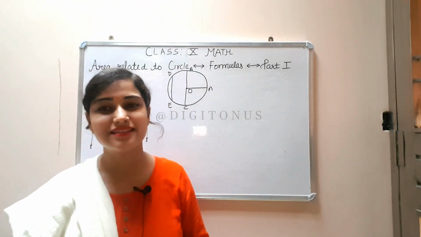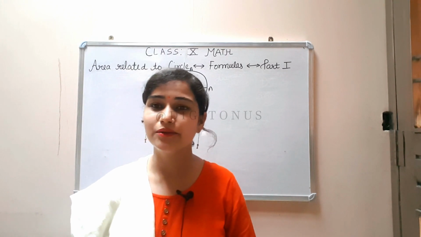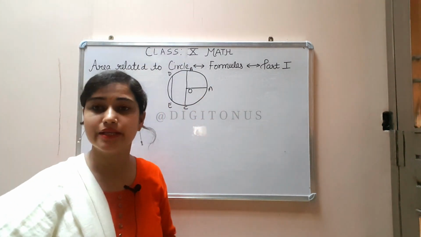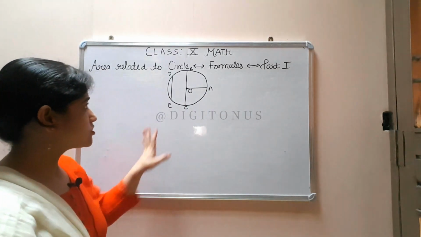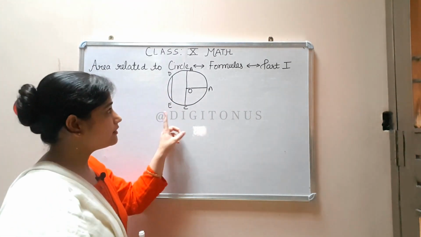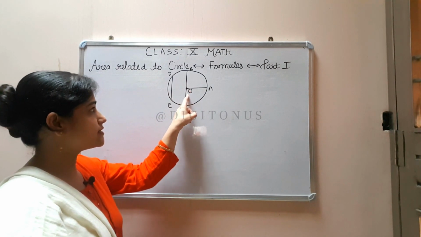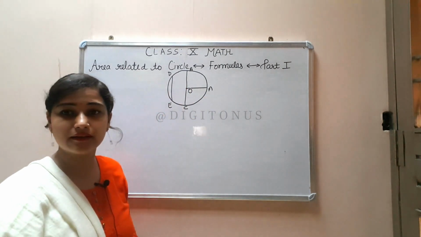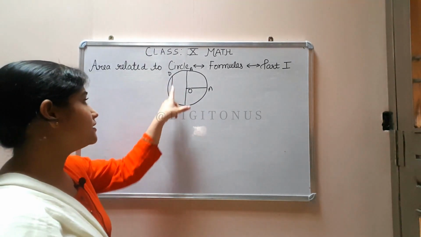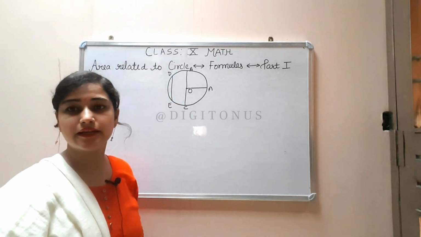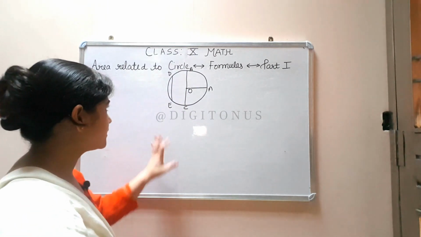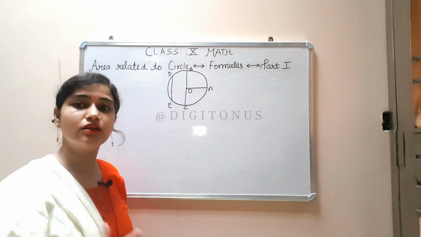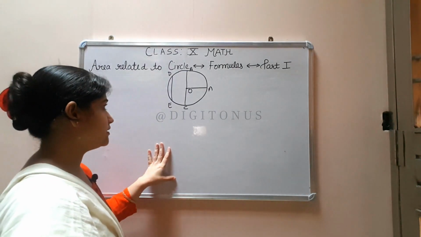Today's video is for class 10 students, chapter area related to circles, and today we will study the formulas and basics of circle. Let's start with the circle. You already know that the line from the center to the circle is the radius; a line from circle to circle passing through the center is the diameter; and a line from circle to circle not passing through the center is a chord. You already know that the diameter is also a chord, but the longest chord of the circle.